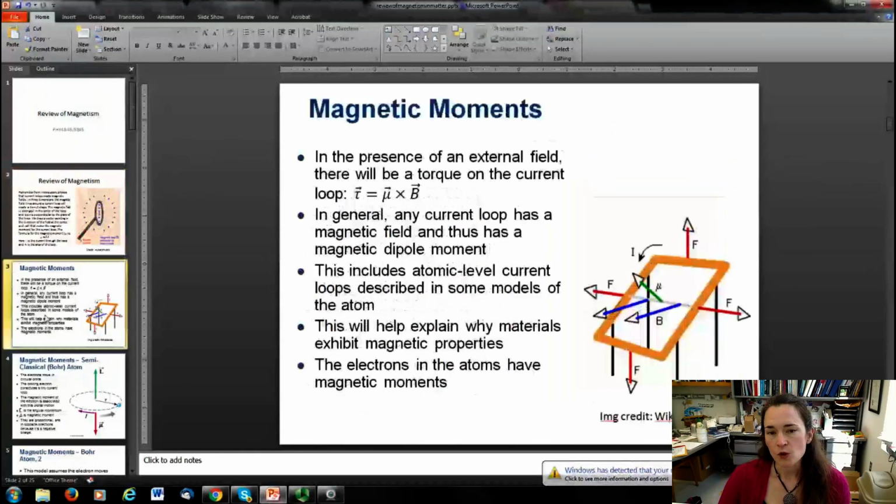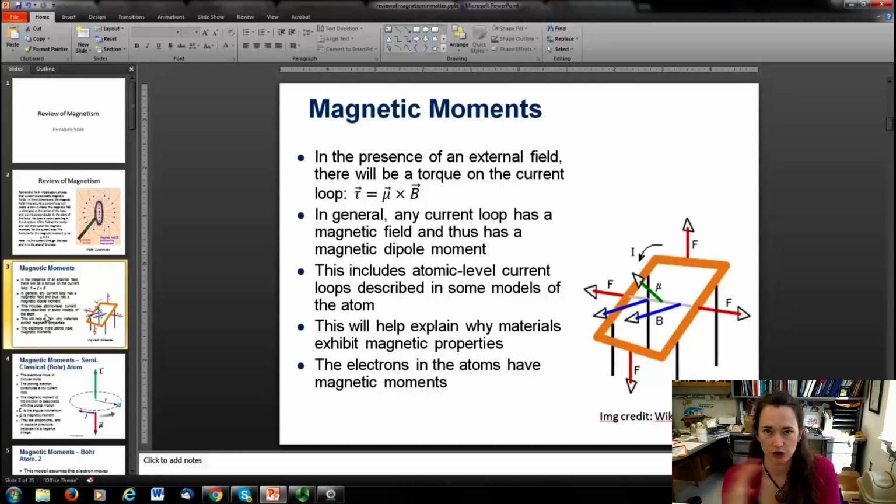So what happens is that in the presence of an external field, in other words, not one created by the current loop, but maybe a bigger, stronger field coming from somewhere else, there's going to be a torque on that current loop. And that torque, tau, will be equal to the cross product of the magnetic moment with the external field, B. And in general, any current loop has a magnetic field and thus a magnetic dipole moment. This includes atomic level current loops that are described in some models of the atom, specifically the Bohr model of the atom, which you learn about in modern physics. And this helps explain why materials exhibit magnetic properties.